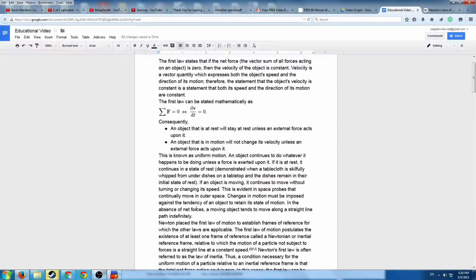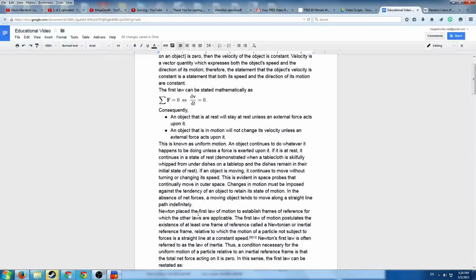Changes in motion must be imposed against the tendency of an object to retain its state of motion. In the absence of net forces, a moving object tends to move along a straight line path infinitely. Newton placed the first law of motion to establish frames of reference for which the other laws are applicable.